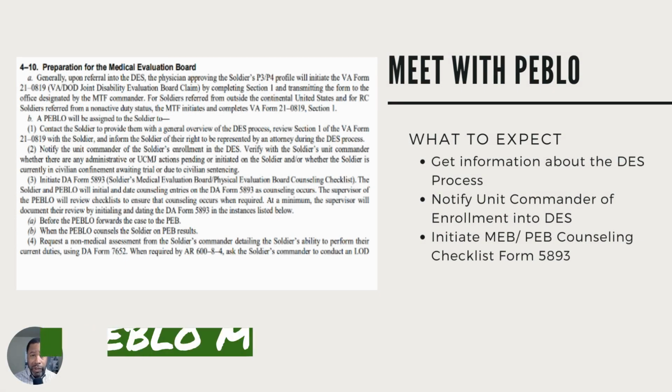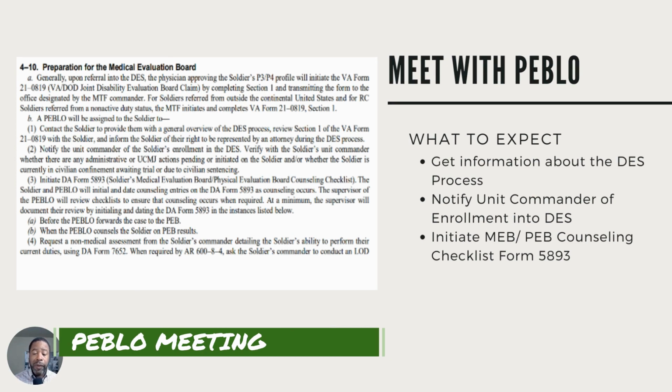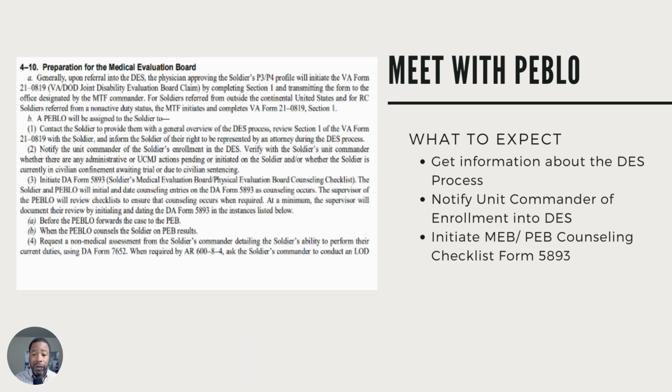So now you've gone through the orientation and now you're going to meet with your PEBLO, the Physical Evaluation Board Liaison Officer. He or she is going to help you understand what to expect, and also notify your unit commander of you being enrolled into the disability evaluation system. And then they're going to initiate the MEB PEB counseling checklist, form 5893. But take a look at the regulations, because this is where it lays it out for you. AR 635-40 will show you what you should expect.